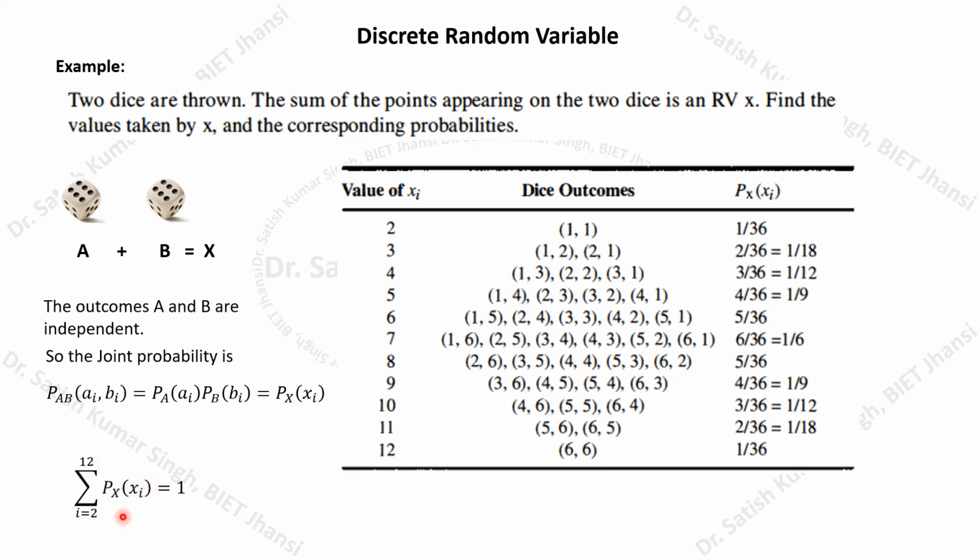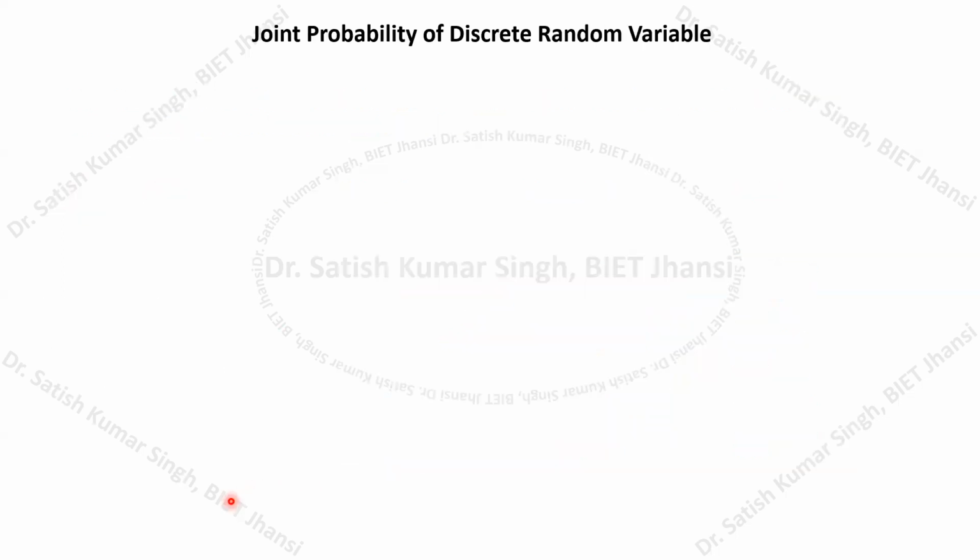Please don't bother about why I started with i equals 2. You can write it from i equals 1 to 11, because there are 11 outcomes: this is the first outcome, this is second, third, fourth, fifth, sixth, seventh, eighth, ninth, 10th and 11th. I have just denoted it differently. i equals 2 to 12 means this value is 2, this is 3, and it goes up to 12. If you sum all these probabilities, obviously it is going to be equal to 1.